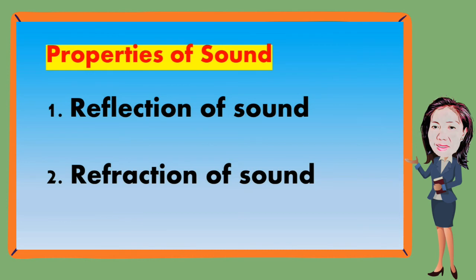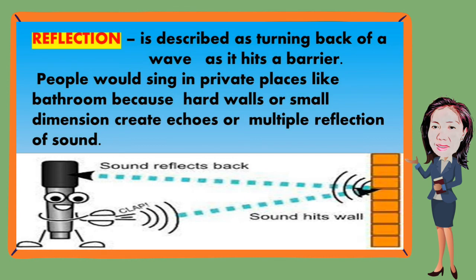What are the properties of sound? There are only two. We will discuss only two properties of sound. We have reflection of sound and refraction of sound. Let's see the difference between the two. When we say reflection of sound, this is the turning back of a sound wave as it hits a barrier. The returning, for example, when you sing, and then when it reaches the walls, especially solid ones, it will bounce back, turn back. That is what we call reflection.